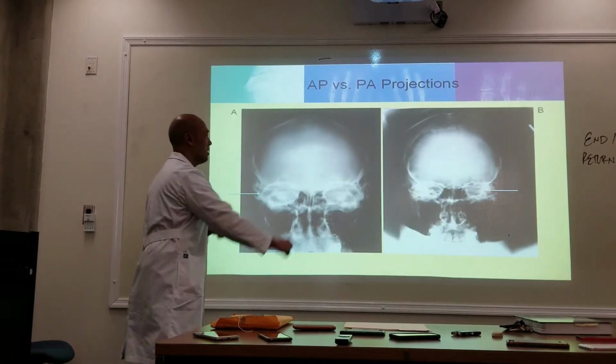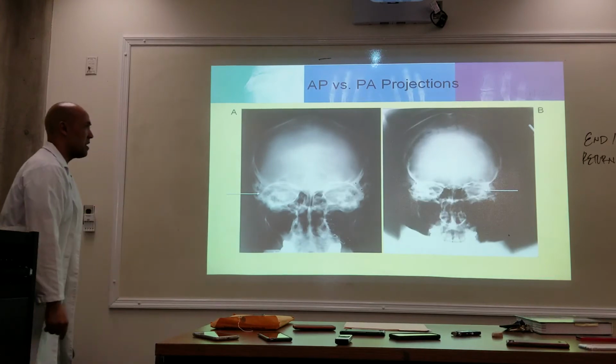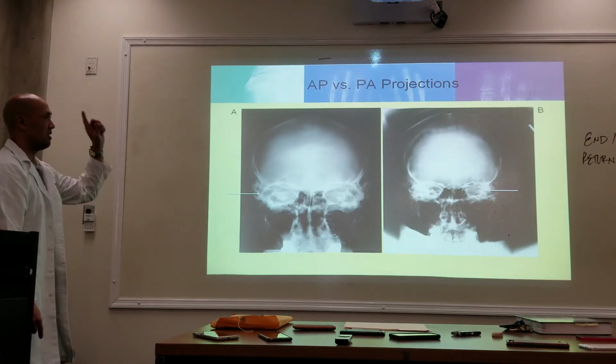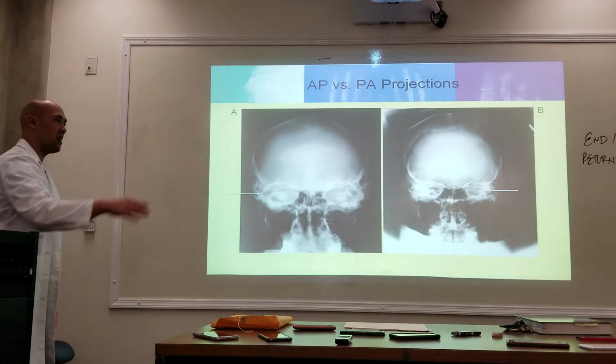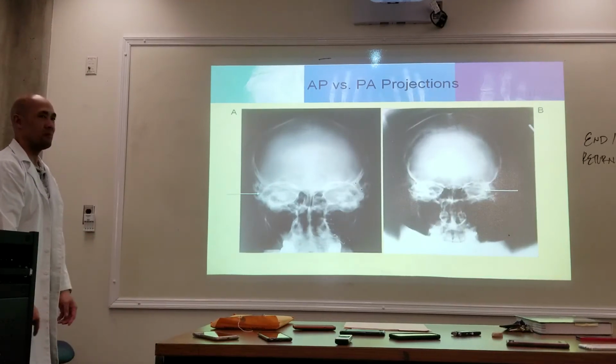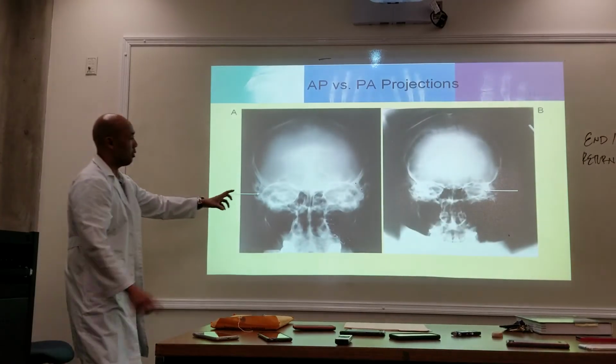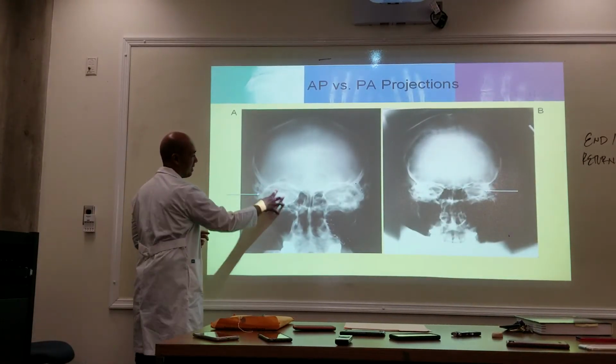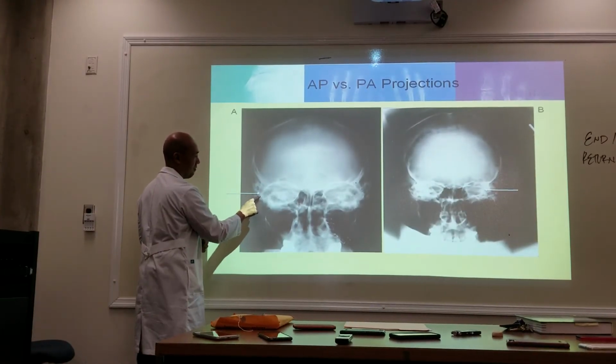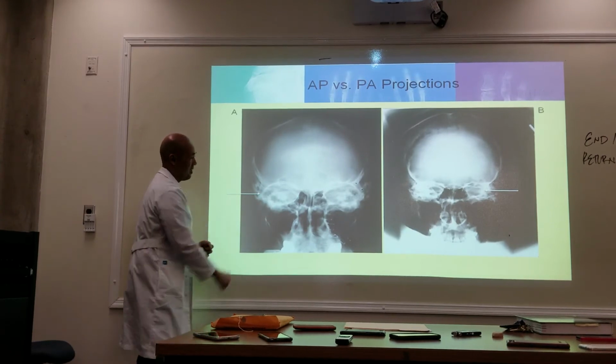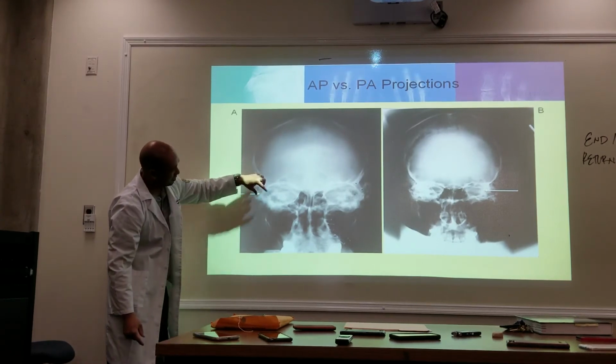So between the two images, which is PA? Is it A or B? PA, face down, prone. B. Everybody agree to that? It's B. In A, the orbits are magnified. But again, I'm not looking at just magnification. I'm looking at edge to edge. So the distance here is a lot smaller than it is over there.